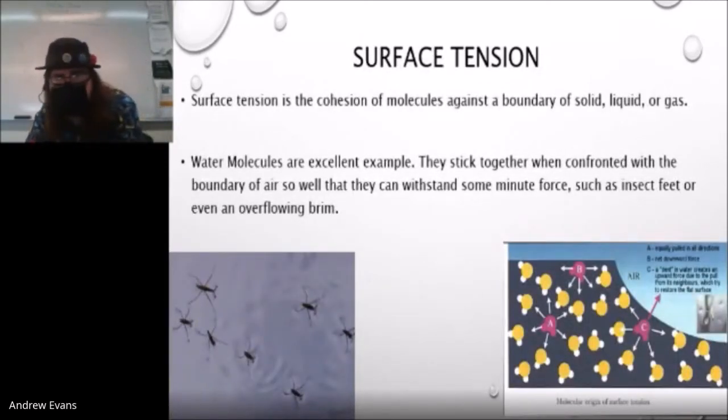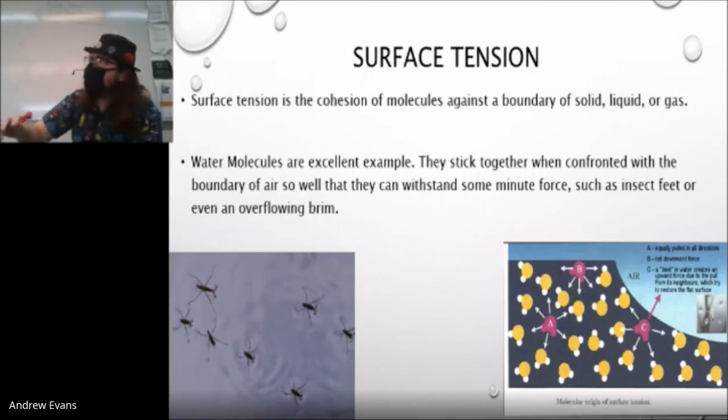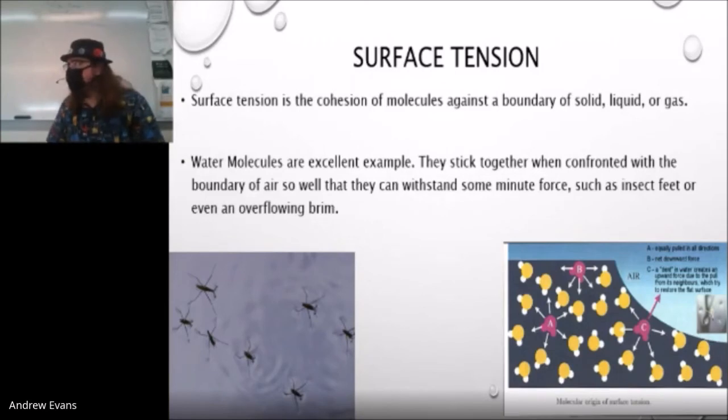Now, surface tension is an example of the cohesion when presented with a boundary of, like, a solid, a liquid, or gas. It's basically the molecule being pulled into place. The water molecule is the most excellent example in that the molecules stick together when confronted with air so well that they can withstand minute forces such as insect feet or even an overflowing brim. Like you have a cup of water filled to the brim. You can keep adding small little things so that the liquid surface of the water is raised over the brim and it still doesn't pour out immediately. You have to break this force.